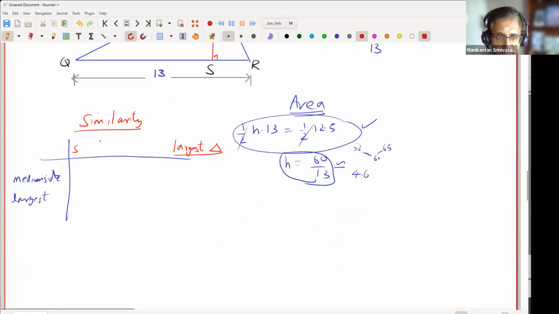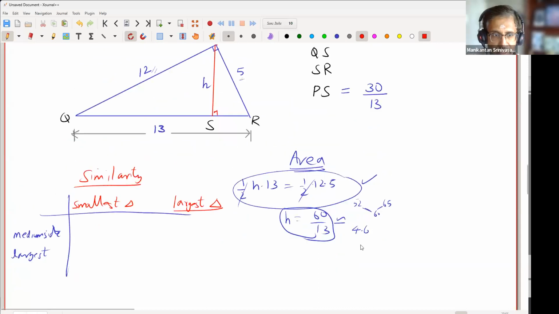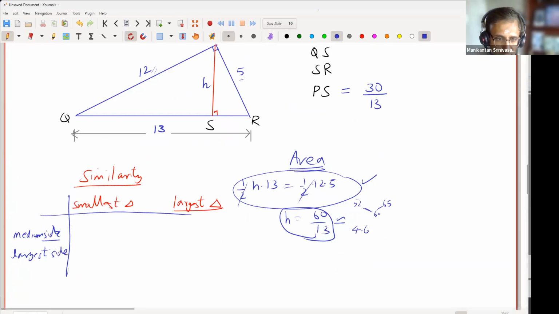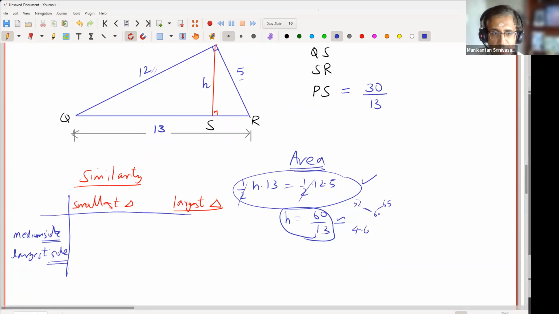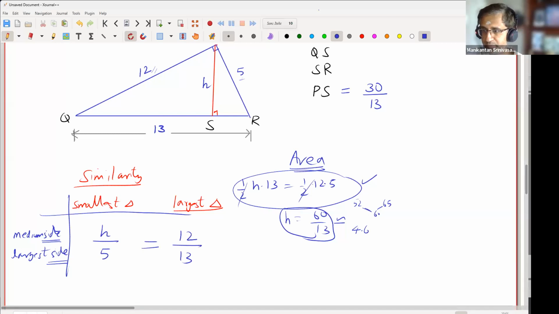So smallest triangle and the largest triangle. And then I'm comparing the medium side and the largest side. This is the medium side and the largest side. So medium side is H here, and the largest side here is 5 in the smallest triangle. Correspondingly, in the largest triangle, medium side is 12, and the largest side is 13. That's it. You equate these two.